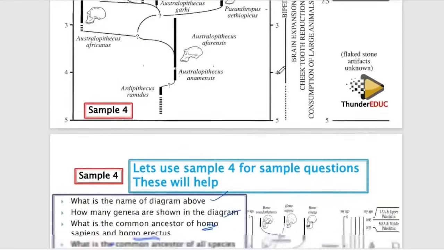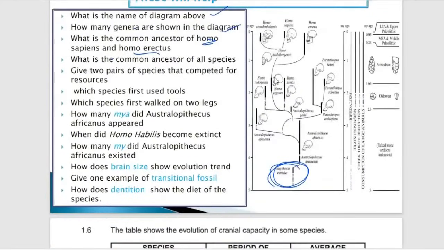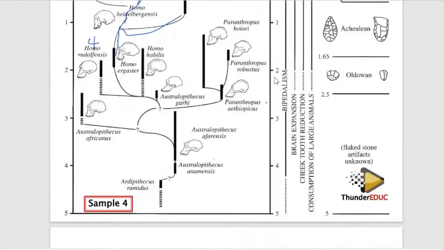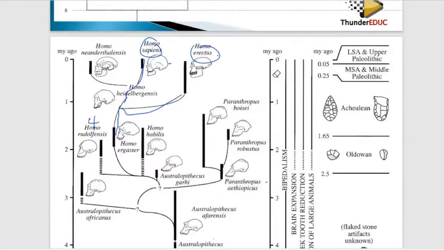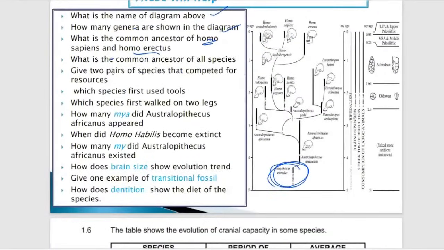Then the next one is, give two pairs of species that competed for resources. When they say two pairs of species that competed for resources, they're talking about two species which lived at the same time. For example, if I draw a line here, I will see that these species existed at the same time. So you just look at the species which existed at the same time. Then name two species that competed.